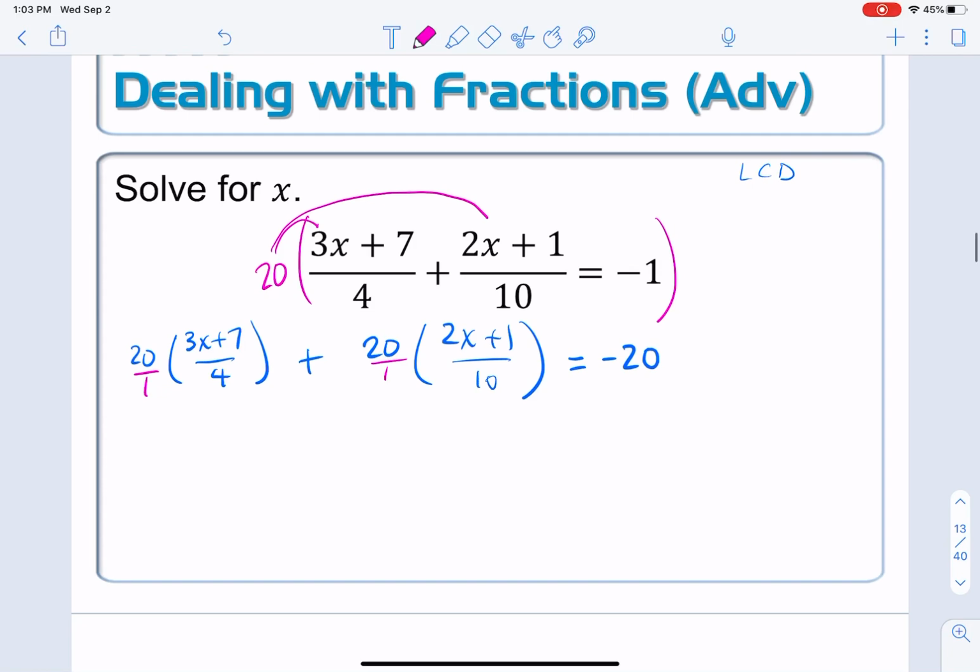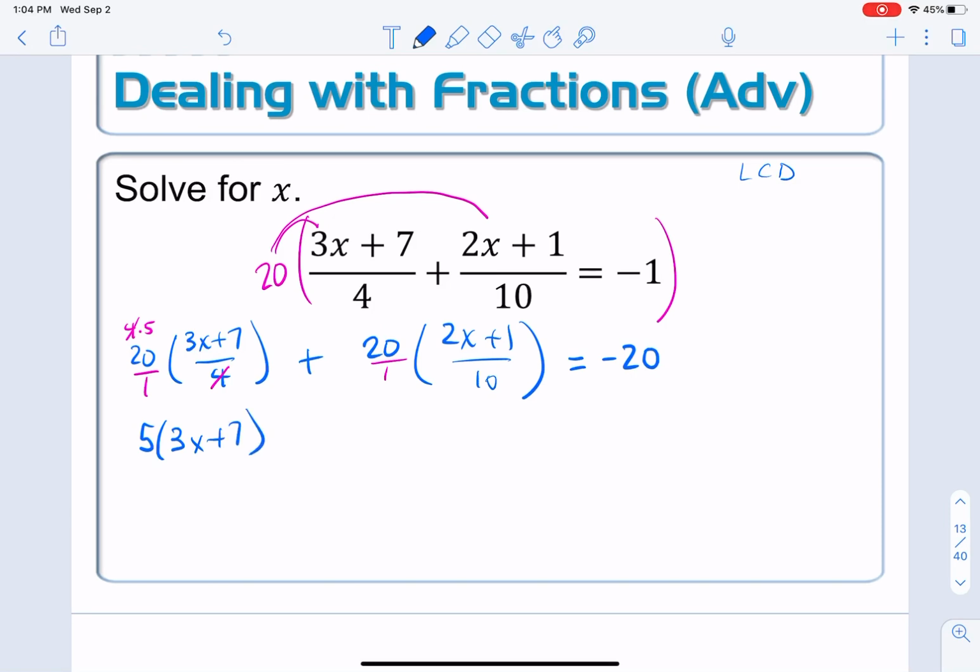Like, for example, the 4 down here and the 20 here, they both share a common factor of 4, right? I can rewrite the 20 as 4 times 5, and then I can see that this common factor of 4 divides out. Or I can also think of it simply as 20 divided by 4 gives me this 5 that's right there. So I'm going to rewrite this term now as 5 times the quantity 3x plus 7.